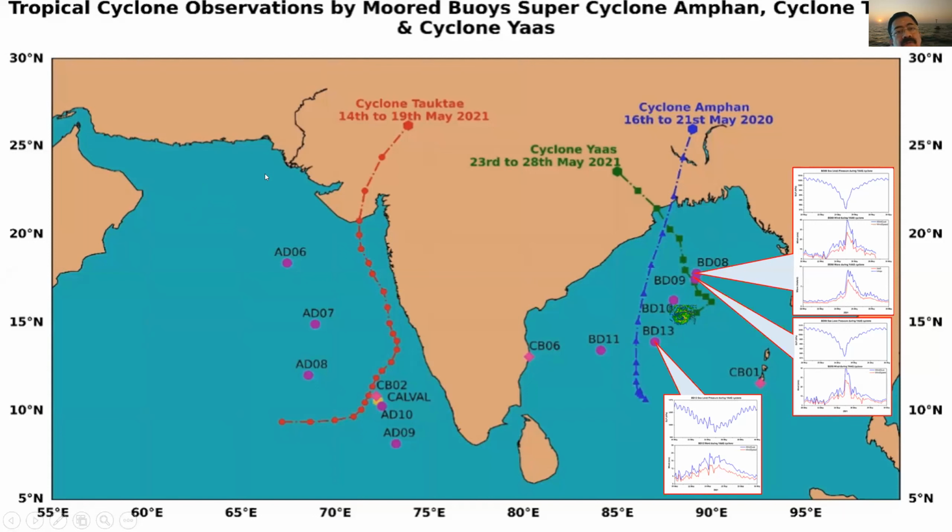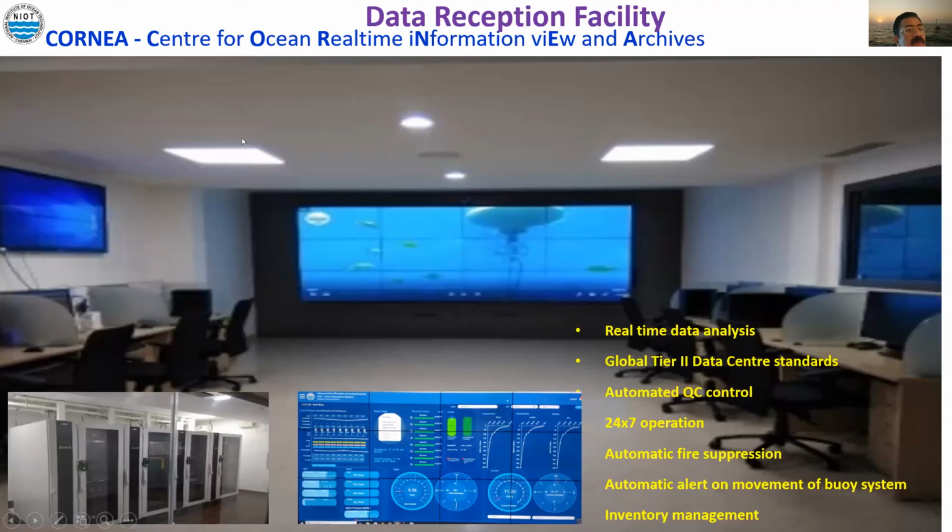And we know that for the forecast, 6 parameters are required, of which 3 are from the ocean. In this case, 20th May 2020 was the landfall in Calcutta. However, from 12th itself, we could track this, and these moored buoys were providing continuous data sets to us. Dr. Mani also wanted me to show this state-of-the-art data reception facility, which was functional even during the pandemic and is really providing very good information.